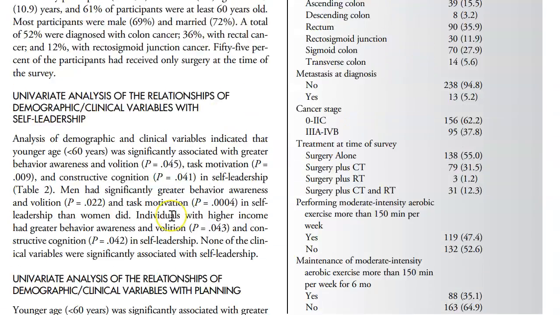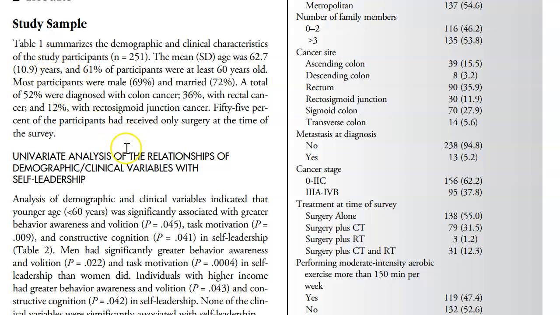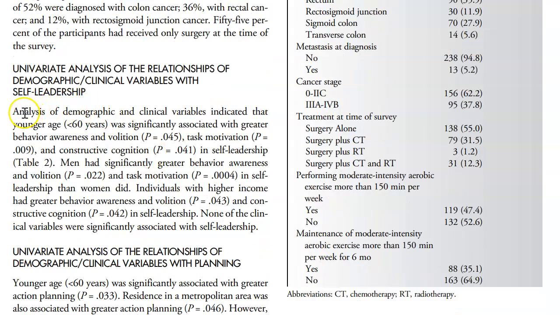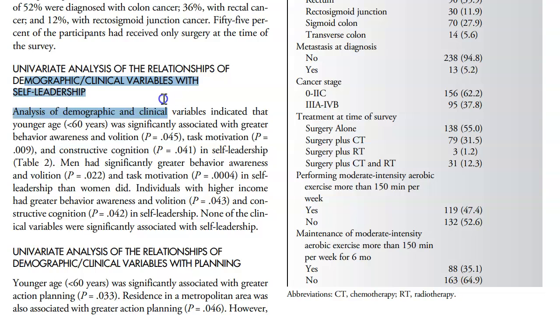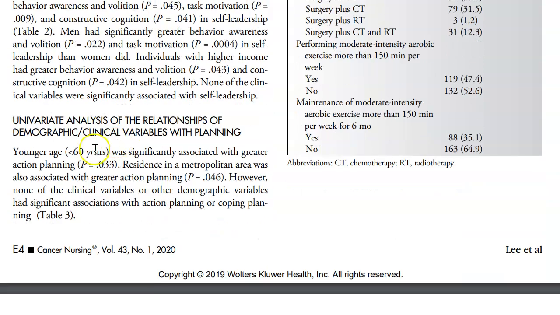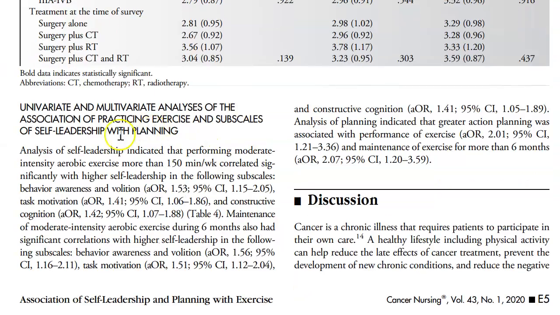That's not important for what we need. All right, results. They're going to tell you about the relationships of demographic and clinical variables with self-leadership, and then they're going to say the same thing with planning. And then the last thing they're going to do is what we really cared about, which was exercise. Analysis of self-leadership indicated that performing moderate exercise correlated significantly with higher self-leadership in the following subscales: behavior awareness and volition. And they tell you some stuff.